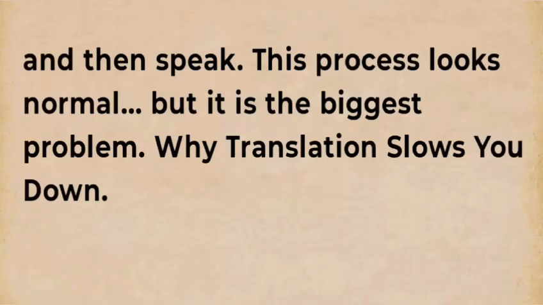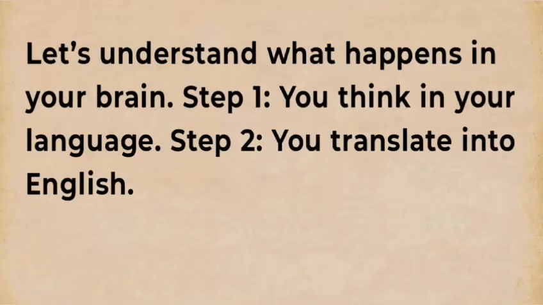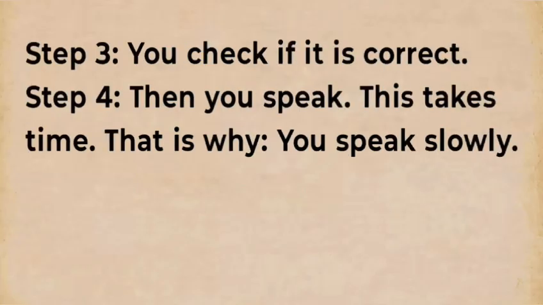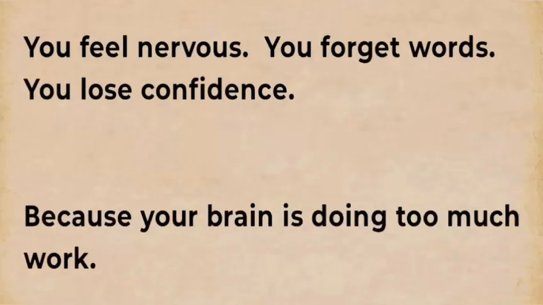Why translation slows you down? Let's understand what happens in your brain. Step 1. You think in your language. Step 2. You translate into English. Step 3. You check if it is correct. Step 4. Then you speak. This takes time. That is why you speak slowly. You feel nervous. You forget words. You lose confidence. Because your brain is doing too much work.